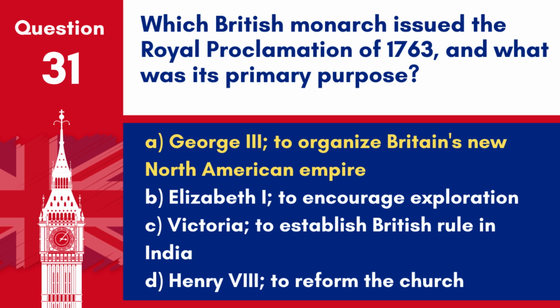The Royal Proclamation of 1763 was issued by George III with the primary purpose of organising Britain's new North American empire and stabilising relations with Native American peoples.